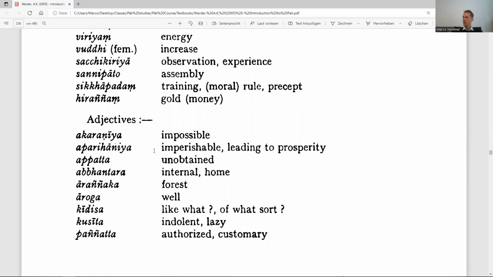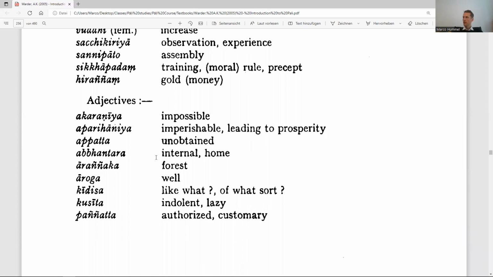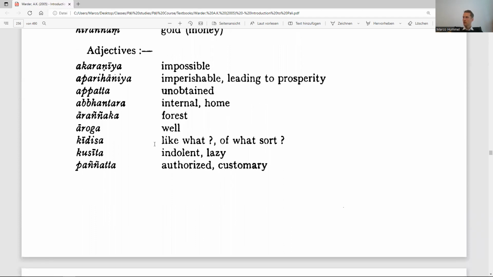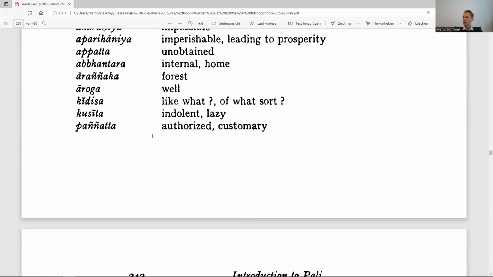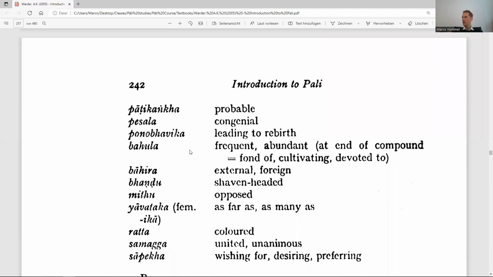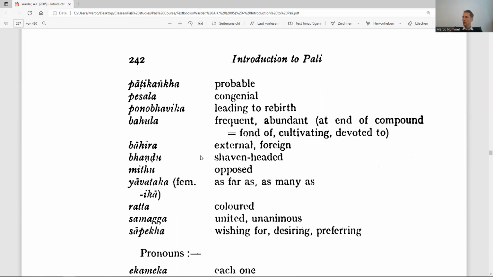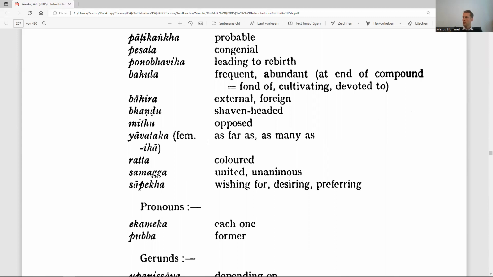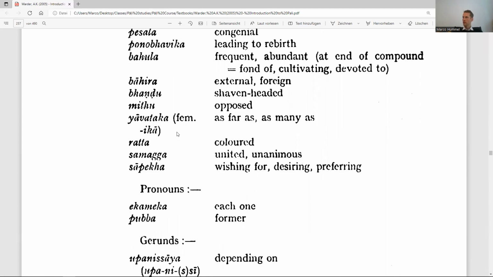Aparihaniya, imperishable, leading to prosperity. Apatta, unobtained. Abbhantara, internal or home. Araññaka, forest. Aroga, well. Kidisa, like what, of what sort. Kusita, indolent, lazy. Anunnata, authorized, customary. Patikankha, probable. Pesala, congenial. Bhavobhavika, leading to rebirth. Bahula, frequent, abundant, and at the end of a compound, fond of, cultivating, devoted to. Bahira, external or foreign. Bandhu, shaven-headed. Mitta, opposed. Yavataka, as far as, as many as, and yavatika in the feminine. Ratta, colored. Samagga, united. Sapekkha, wishing for, desiring, or preferring.